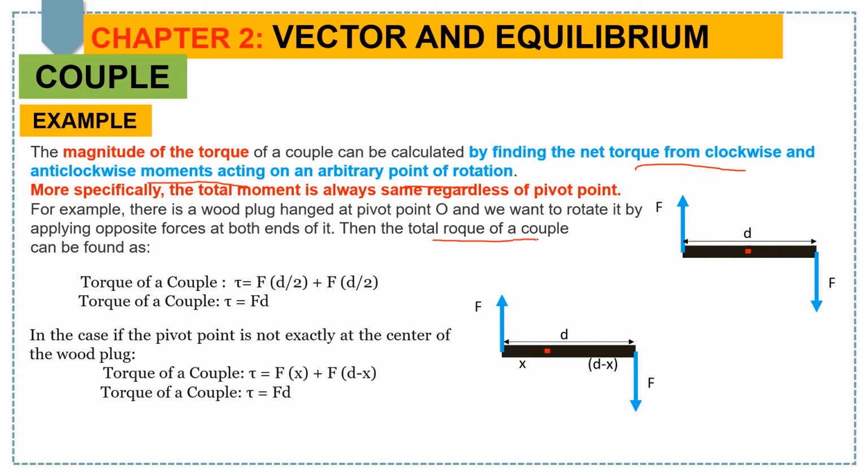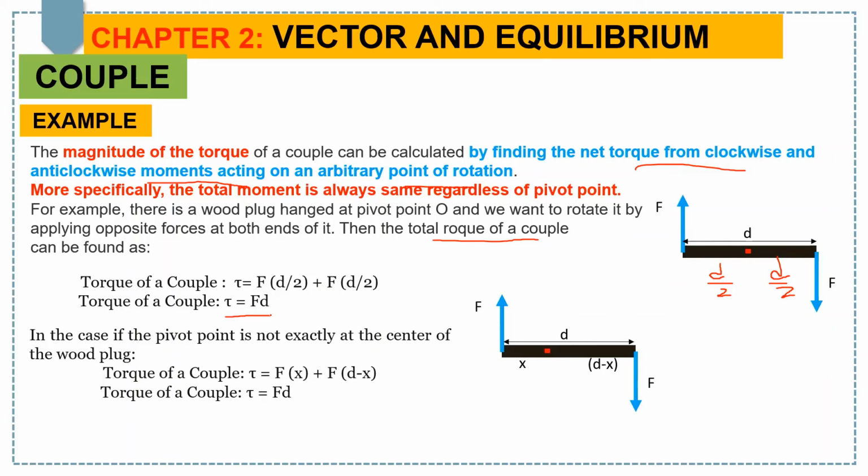Now the total torque of a couple in this case can be easily found, and that is simply torque equals F into D/2. D/2 means this is the distance of this upward force from the pivot point. So this is D/2. So the torque would be F into D/2 plus, this is the second part of the torque, which comes from this force F, and this force is in the downward direction, but at the same distance from the pivot point, and that is D/2. So this sums up with the earlier torque, and both come up with the total result of Fd. So total torque of a couple equals Fd.